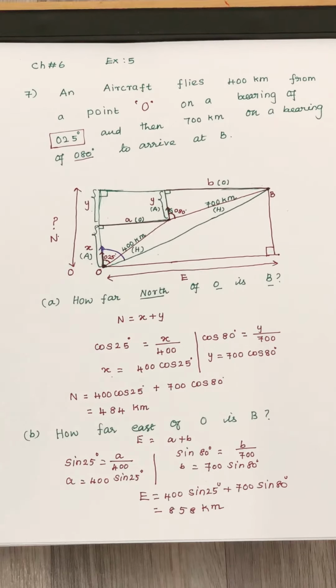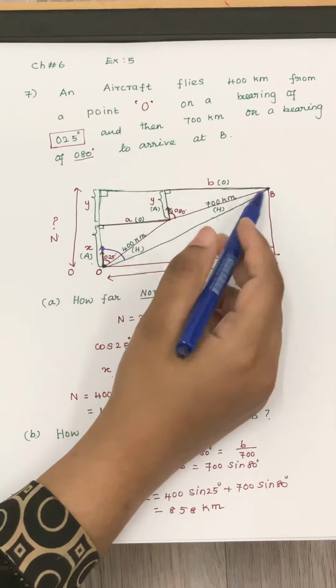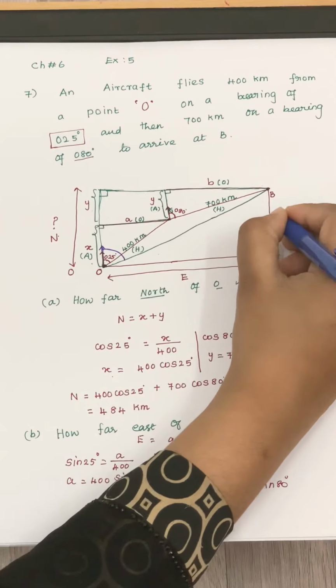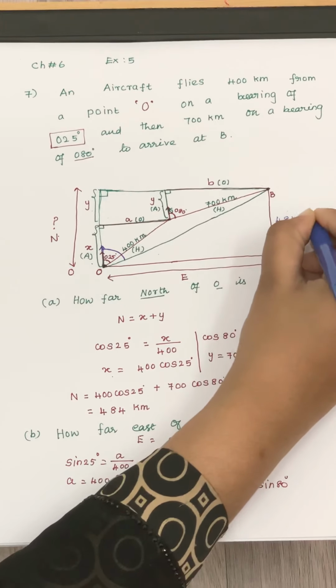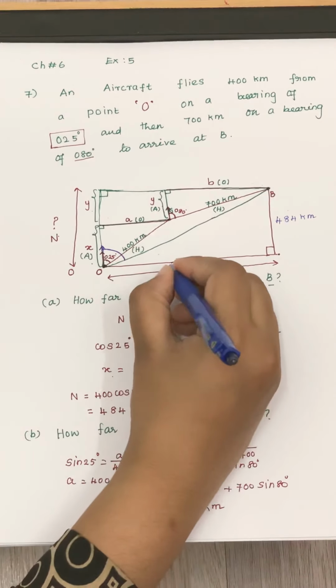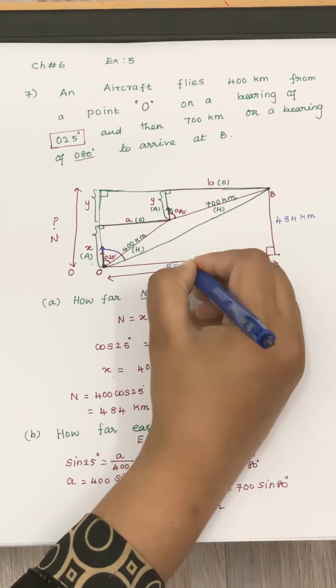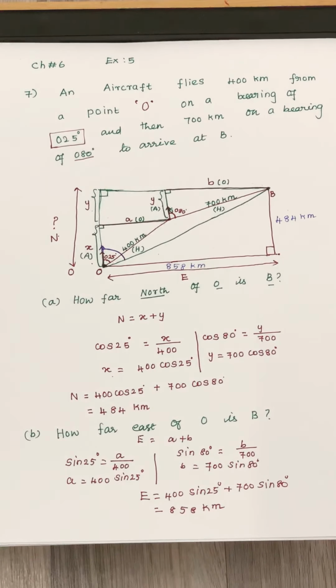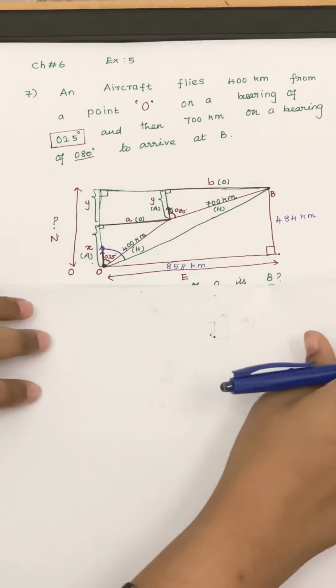How do you find that? That's the important part. First we are going to find the B from O distance. Distance is easy. We have already found this distance, the north distance, 484 kilometers. And this distance we already found, 858 kilometers. So how do you find this distance? This is a right angle triangle. I need a third distance. I have two sides, so I can use Pythagoras theorem, right? Yes, I'm going to cover up here because I need the diagram.